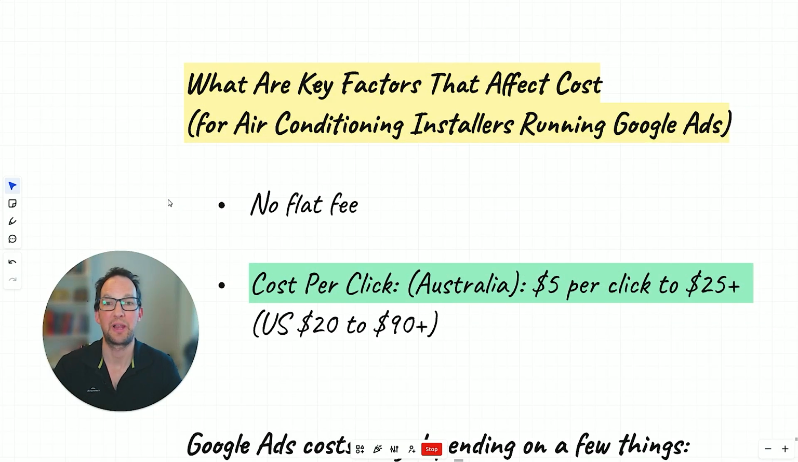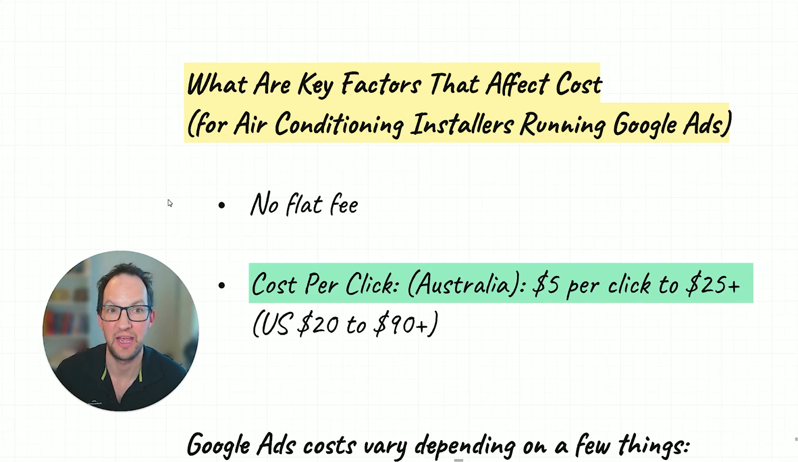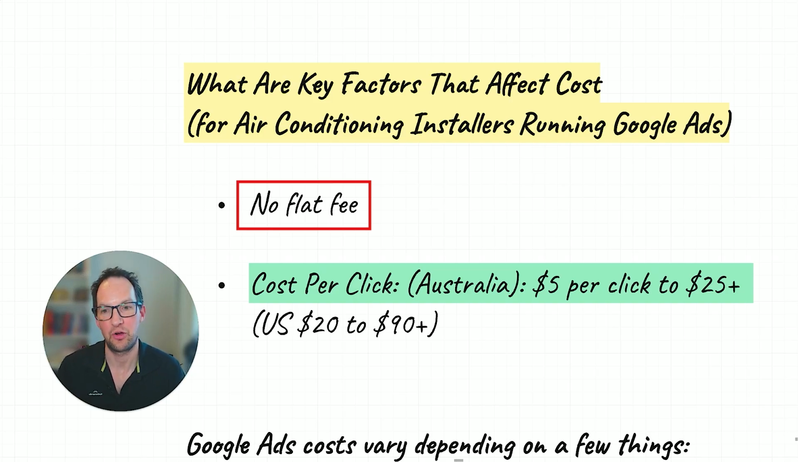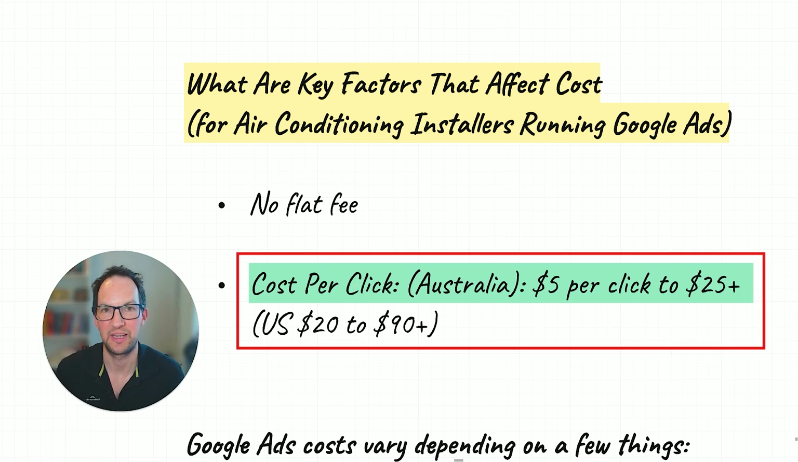Let's start with what are the key factors that affect the cost when it comes to Google Ads for air conditioner installers. So if you've had a look at Google Ads before, then you'll know there's no flat fee. It's charged as a cost per click. So here in Australia, the cost per click is $5 to $25 for air conditioner installers. And in the US, that's going to be a lot more. It's anything from $20 to $90 a click.